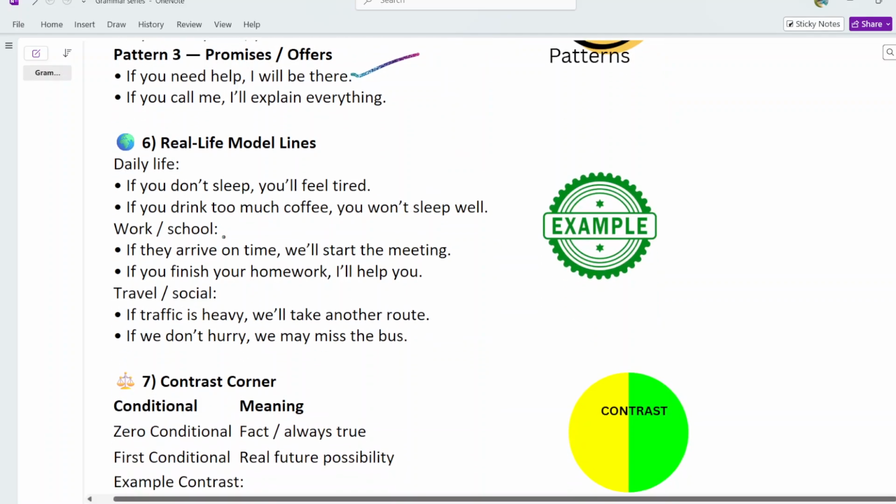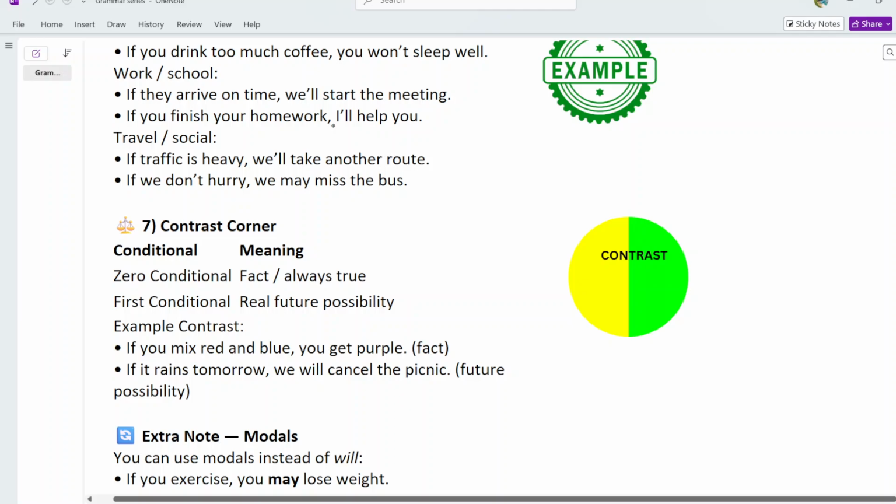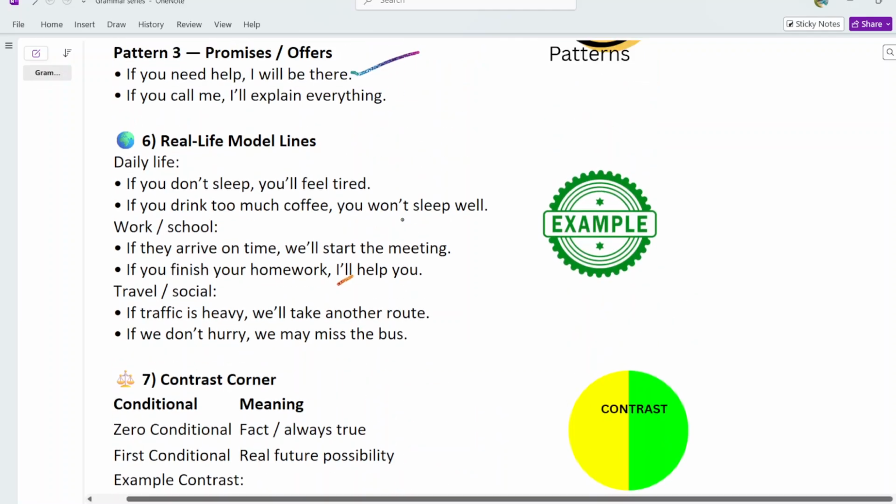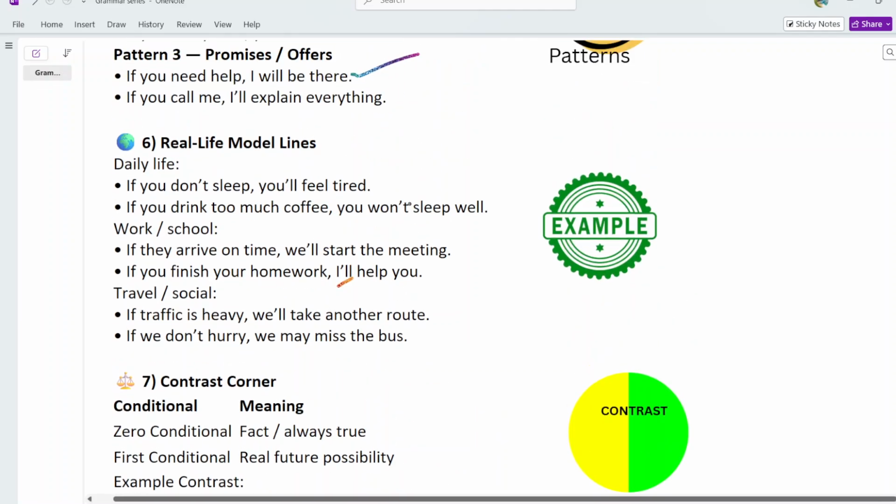Now, work and school. If they arrive on time, we will start the meeting. If you finish your homework, I will help you. I'll is nothing but I will. Travel or social. If traffic is heavy, we will take another route. If we do not hurry, we may miss the bus. So these are the examples for you in reference with our first conditional for today.